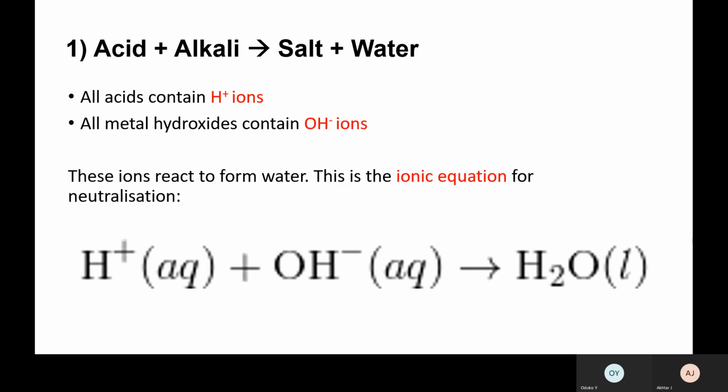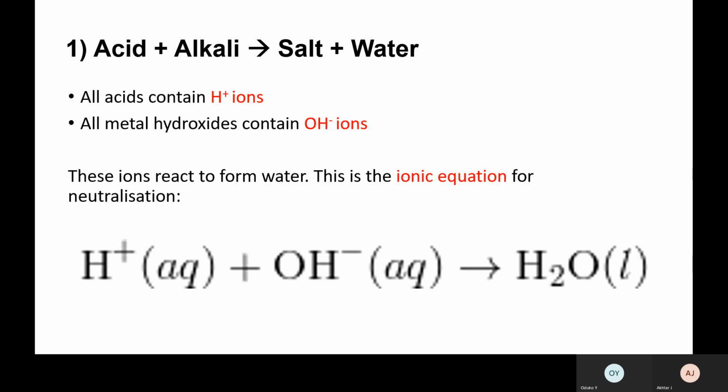Right, now let's look at our first reaction. An acid plus an alkali makes salt and water. So if you remember, an alkali is a soluble base. This is a neutralization reaction. Just some key points here. All acids contain hydrogen ions. We looked at that in previous lessons. All metal hydroxides contain hydroxide ions, so that they have a -1 charge, OH- ions.